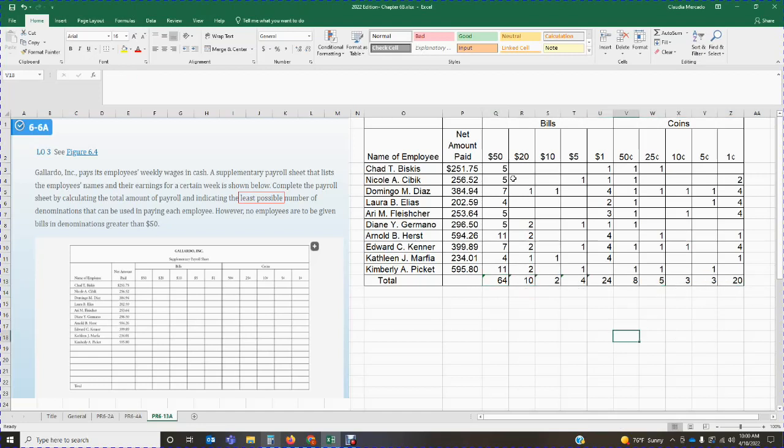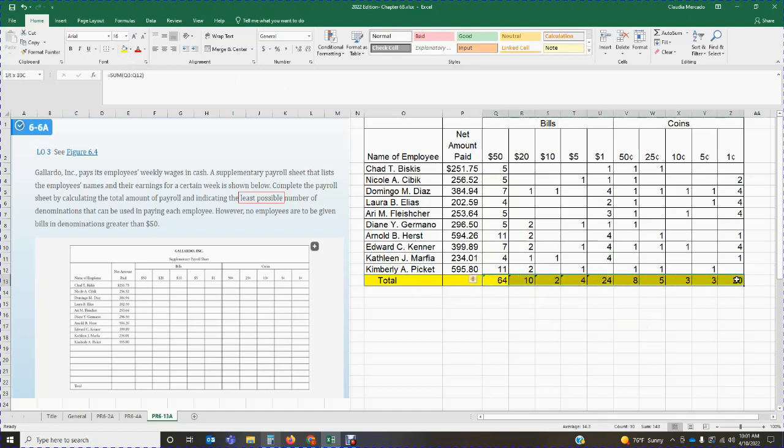So at the end of the day, I know that when I go to the bank, I'm going to need 64 $50 bills, 10 $20 bills, 2 $10 bills, 4 $5 bills, 24 $1 bills, 8 50-cent coins, 5 quarters, 3 dimes, 3 nickels, and 20 pennies. Okay, so this is the total denominations, bills and coins, that I'm going to be asking the bank for.